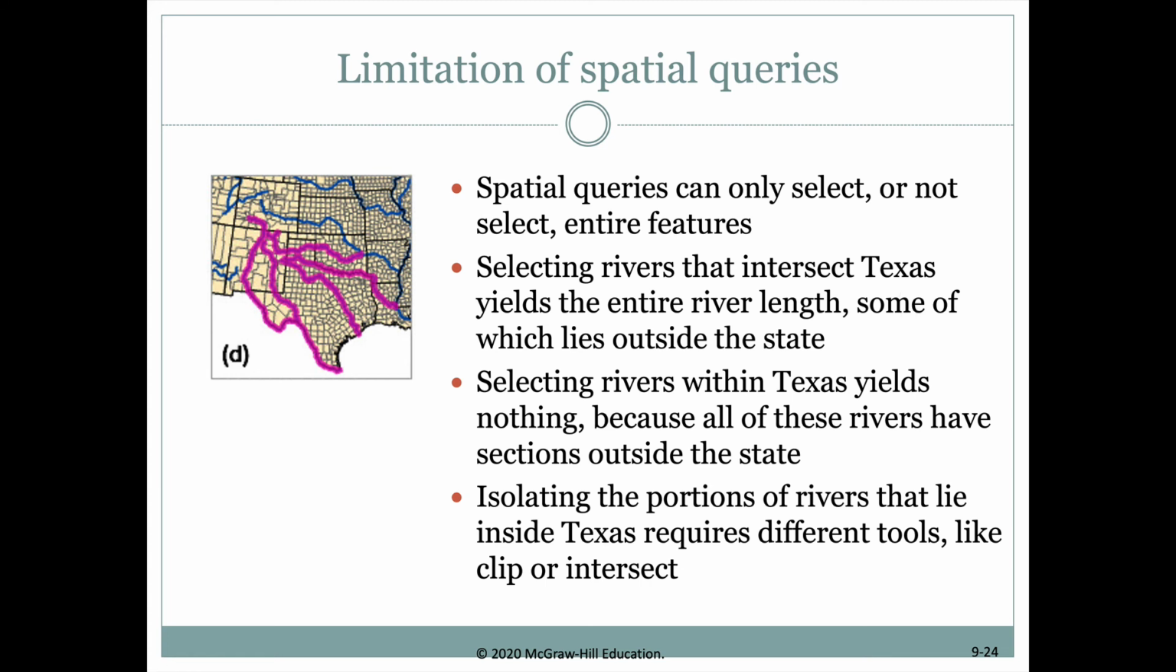One of the limitations of spatial query is that you can only select or not select the entire feature, such as the rivers here that you're looking at. If we look at rivers that intersect Texas, we're going to get the entire length of the river from its beginning here in this example in Louisiana through its end in New Mexico, but it is going to pass through or intersect Texas, so it will be selected. If we wanted to get more specific and only show the portion of river that was in Texas, then we would have to use different tools like the clip or intersect command in order to cookie cut those rivers so that we are only saving or cutting out the portion that actually overlaps the state of Texas.